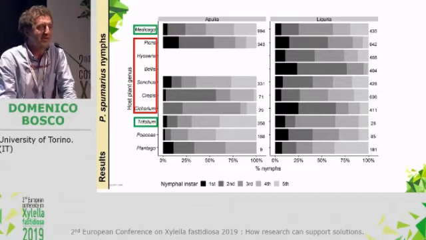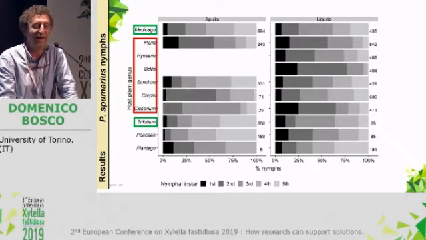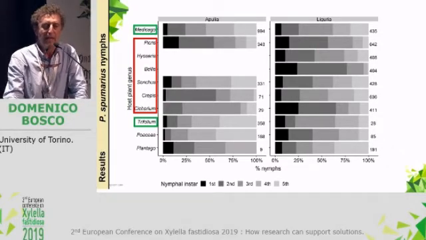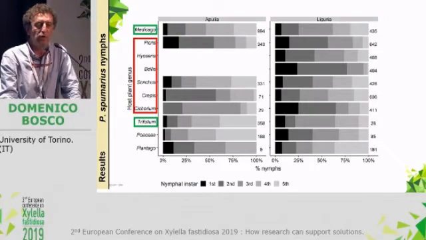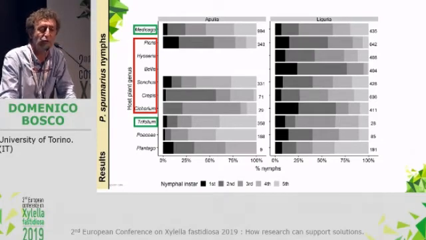As for the host plant association, I underlined in green the Fabaceae and in red the Asteraceae plants. And you can see that in the Apulia olive groves, most of the spittlebug nymphs were associated with Fabaceae, while most of the nymphs in the Liguria region were associated with Asteraceae, plants in the family Asteraceae.